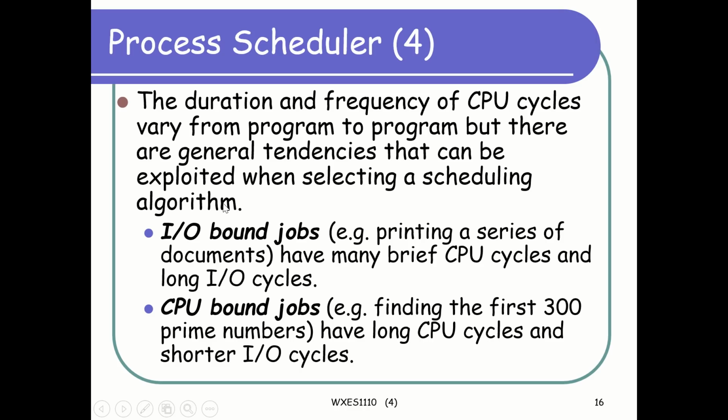So you have one to schedule algorithm. Duration and frequency of CPU cycle vary from program to program, but they are general tendencies that can be exploited. The first one is input-output bound jobs. Example, printing a series of documents have many brief CPU cycles and long input-output cycles. And then you have CPU bound jobs, like finding the first 300 prime numbers, which have long CPU cycles and shorter input-output cycles. So this is some example of the process scheduler.